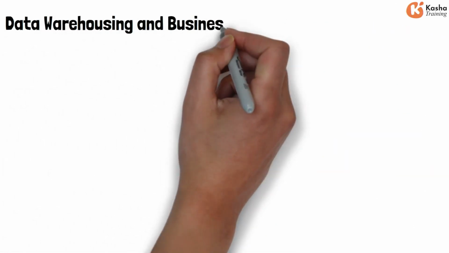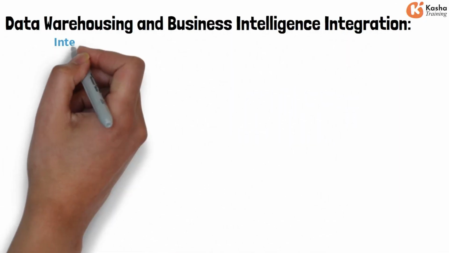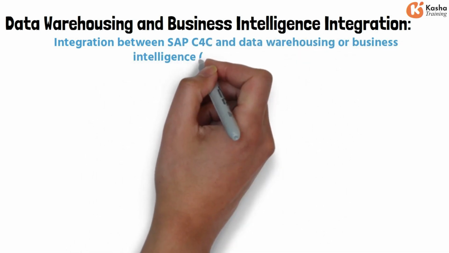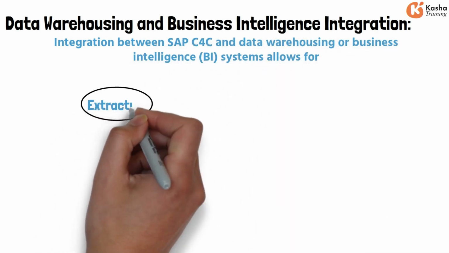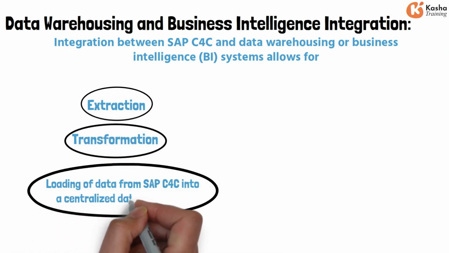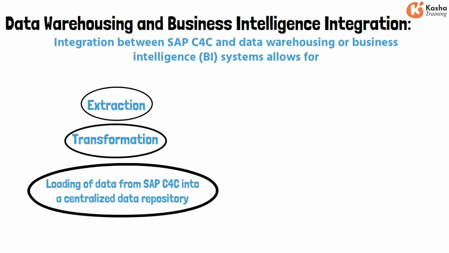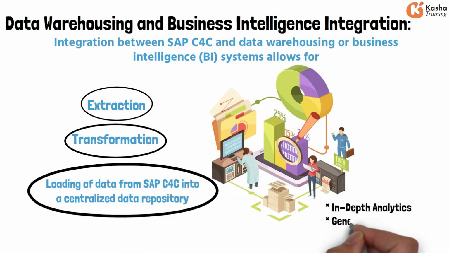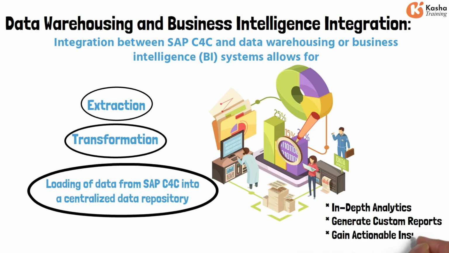Data warehousing and business intelligence integration. Integration between SAP C4C and data warehousing or business intelligence (BI) systems allows for the extraction, transformation, and loading of data from SAP C4C into a centralized data repository. This integration enables organizations to perform in-depth analytics, generate custom reports, and gain actionable insights from their customer data.